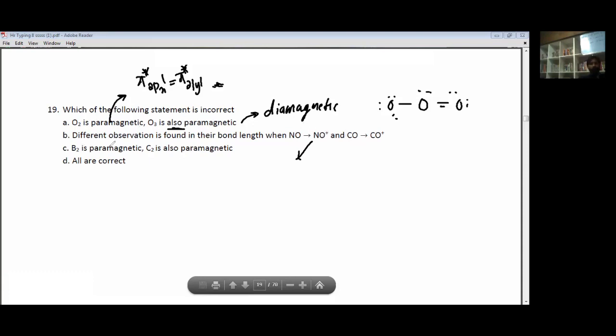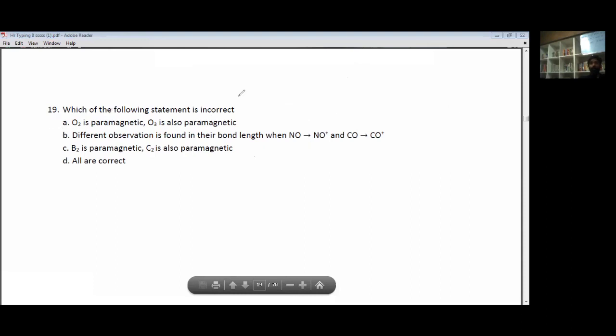Next, B2 is paramagnetic, C2 is also paramagnetic. B2 is paramagnetic, but C2 is not paramagnetic. So option A is wrong and C is also wrong, and the others are okay. So there are actually two choices: A, which is wrong, and C, which is also wrong. Next question.